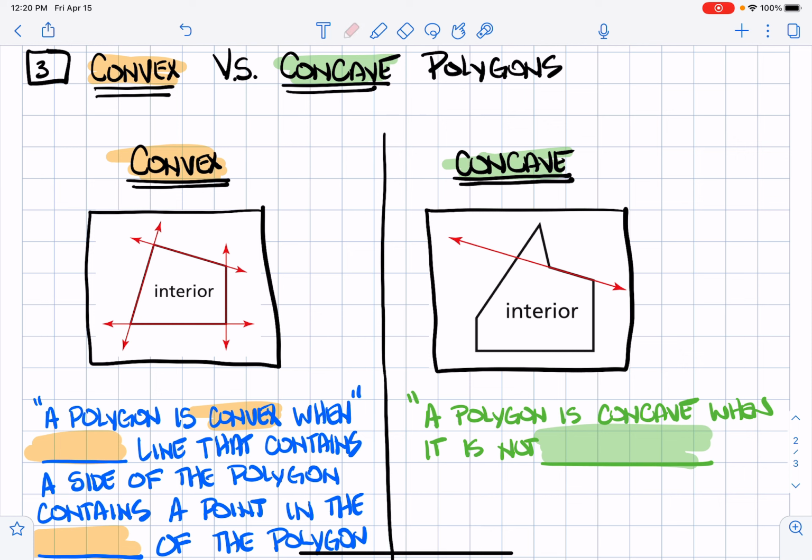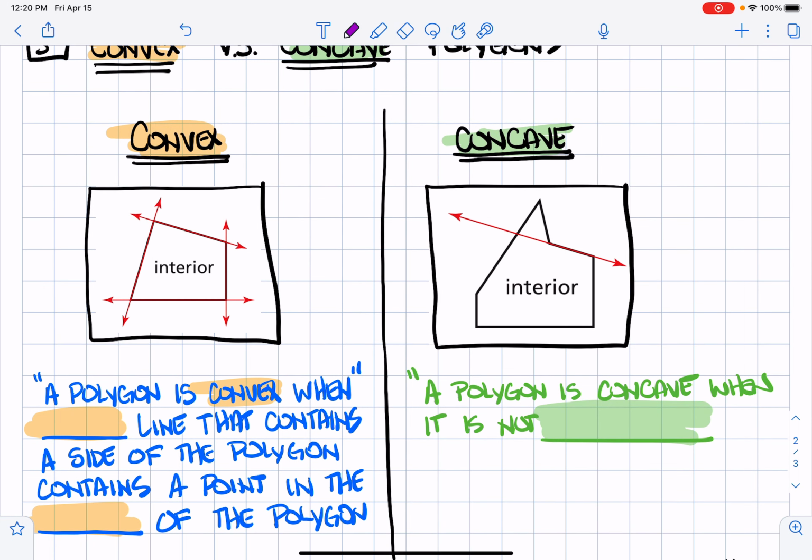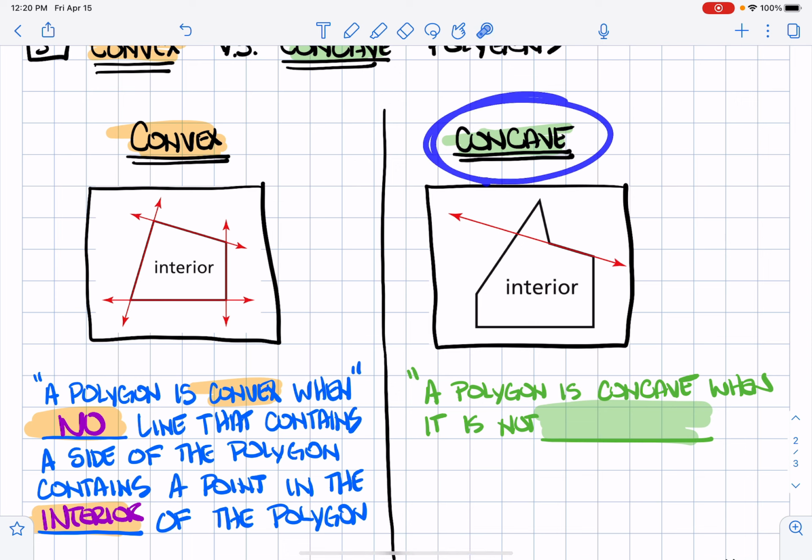So let's write that down in real time here for you. A polygon is convex when no line that contains a side of the polygon contains a point in the inside, or interior, if you will, in the interior of that polygon. So let's compare that to something that's called concave. So this example over here is a concave polygon.